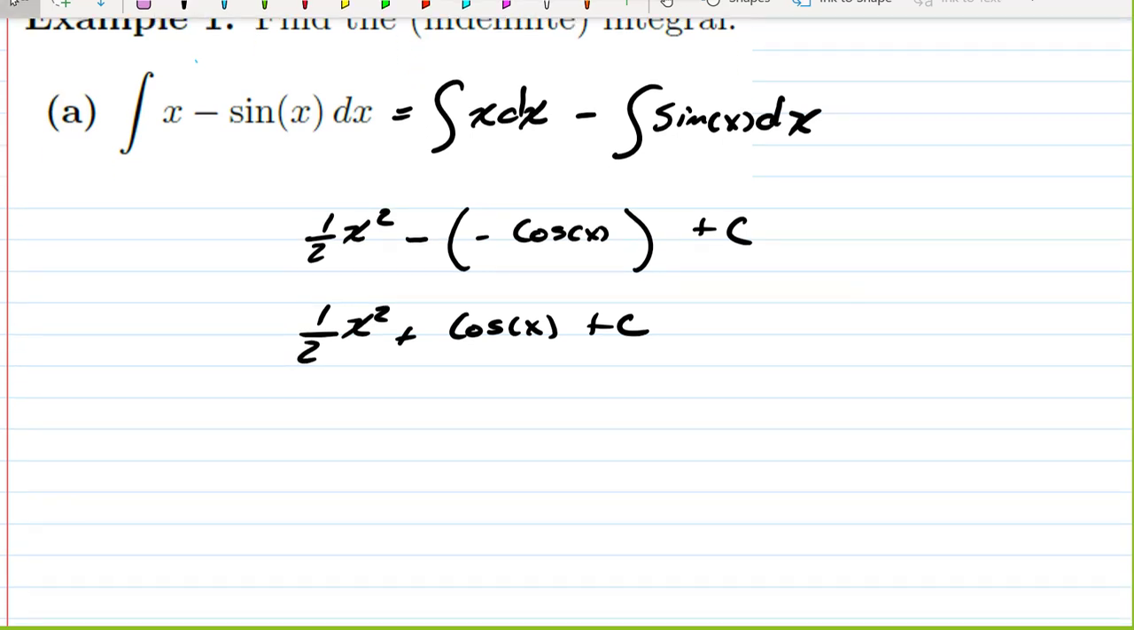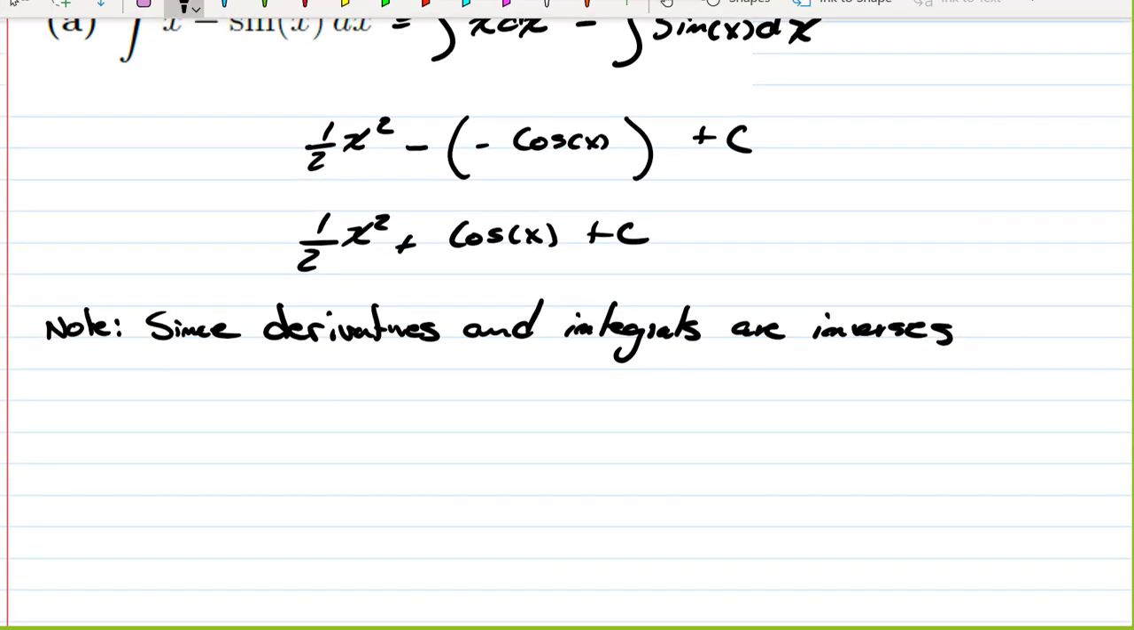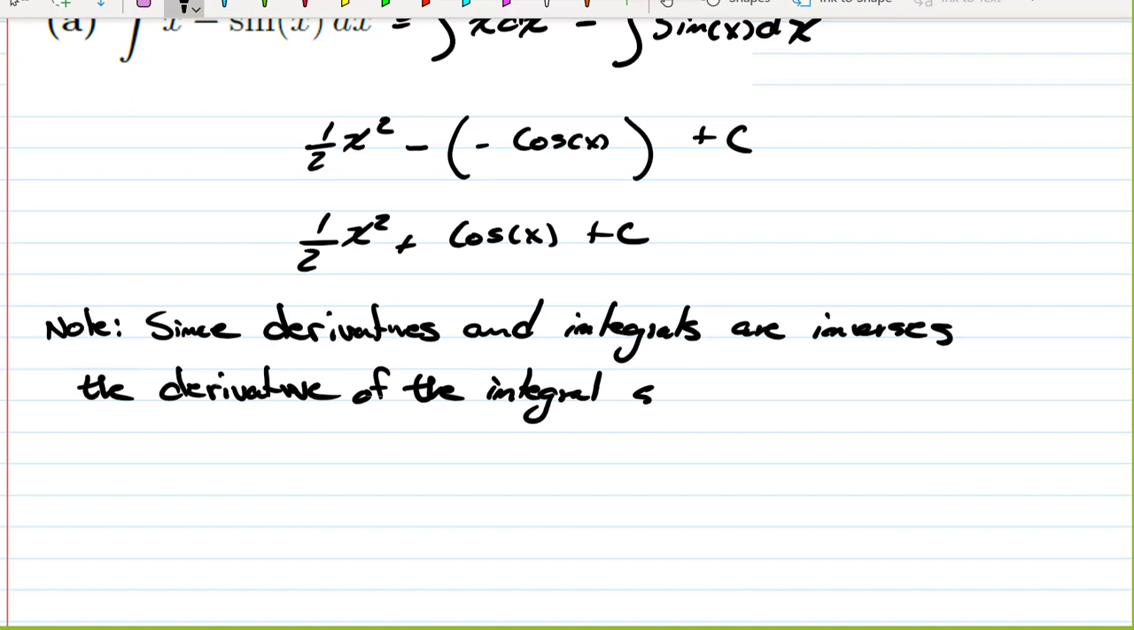And it's worth noting, since we know derivatives and integrals are inverses of each other, if we take the derivative, we should get the original function back. So note, since derivatives and integrals are inverses, the derivative of the integral should give back the original function.